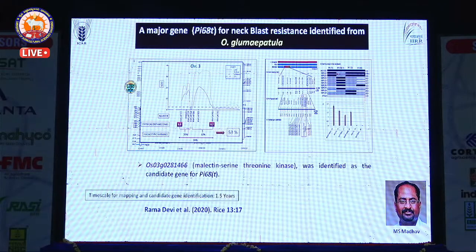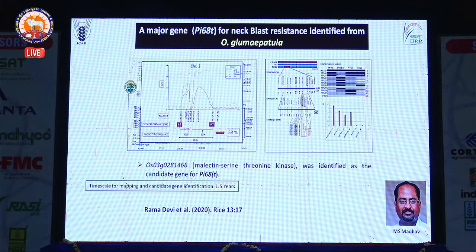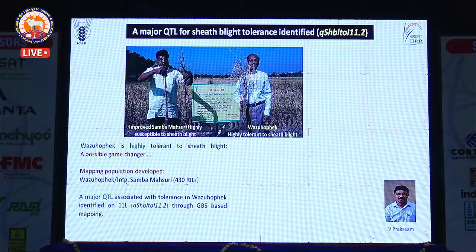And this is the power of mapping. Right from the day the mapping population was developed, within about 1.5 years, we can easily identify the candidate gene and validate it also. And this is one recent example. I mentioned that the sheath blight and false smut are gray areas, and they do not have a very strong level of resistance. Of course, there are a few genotypes which show the level of resistance, like the moderate resistance side, so the nature of resistance is complex.